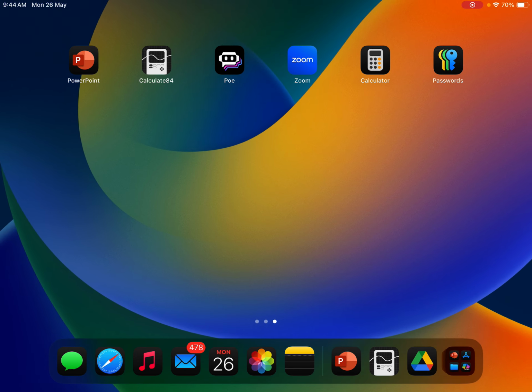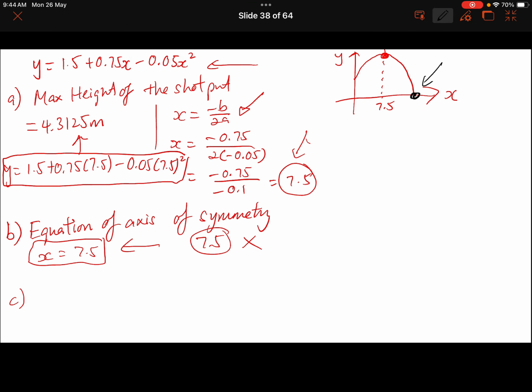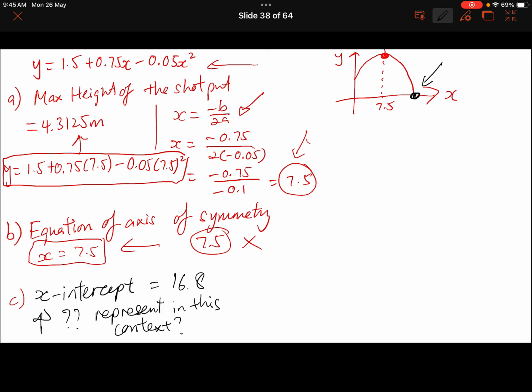So the x-intercept will be 16.8. And the question is asking, what does this value actually represent in this context? So we could say that this 16.8 is the horizontal distance the shot put has traveled before landing on the ground.